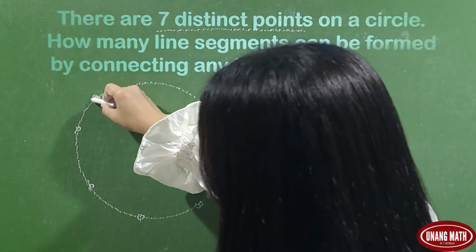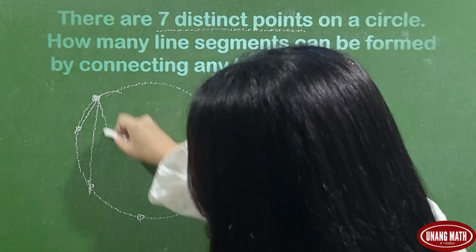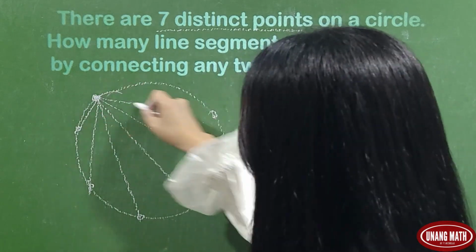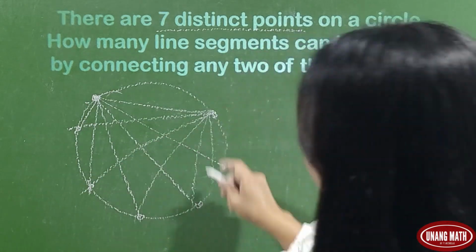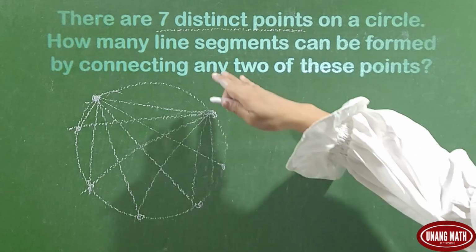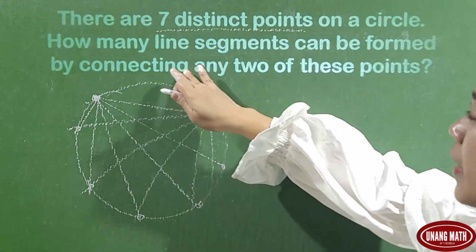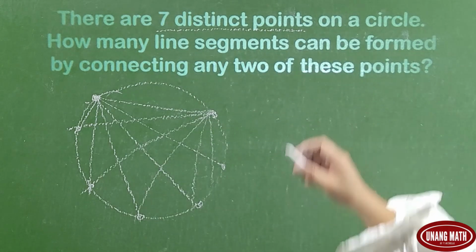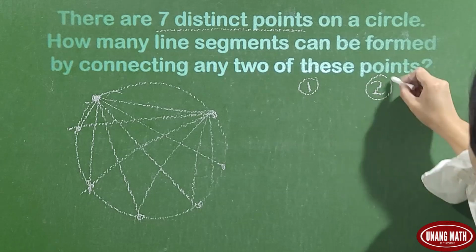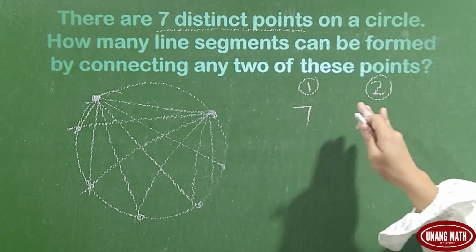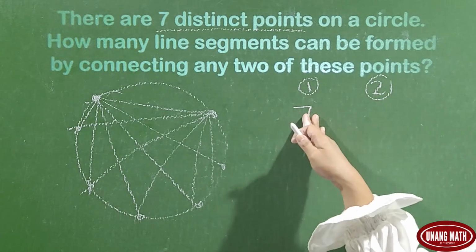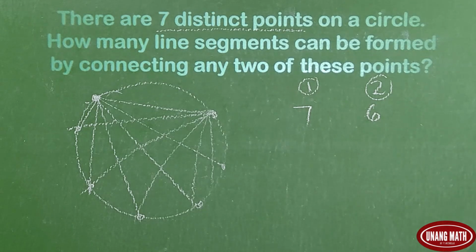So it means it can be this point to this point, this point to this point, here, here, here, here, or this point to this one, to this point, here, here, here, here, and so on. So how many line segments can be formed by connecting any 2 of these points? So if this is our first point, second point, so in here, we have 7 outcomes. What about here? 7, but we used one already, so remove one, so this is now 6. So we are using this at the same time, so we have to multiply. So this is equal to 42.